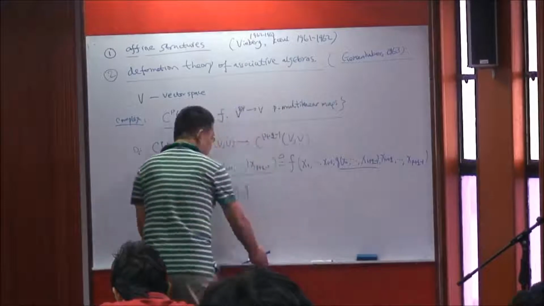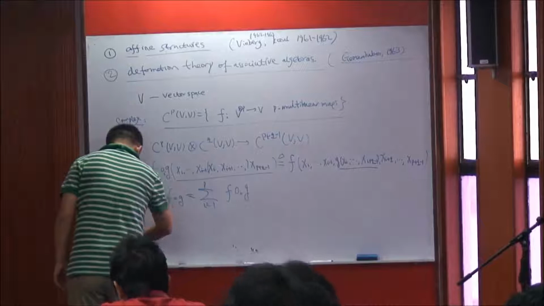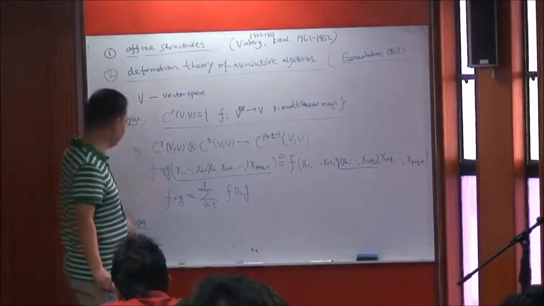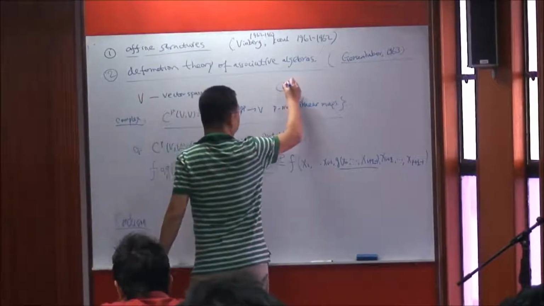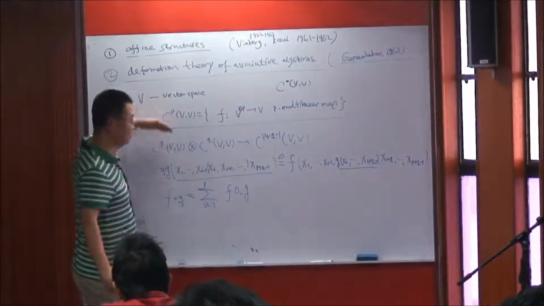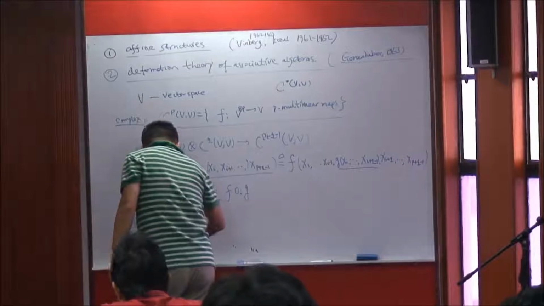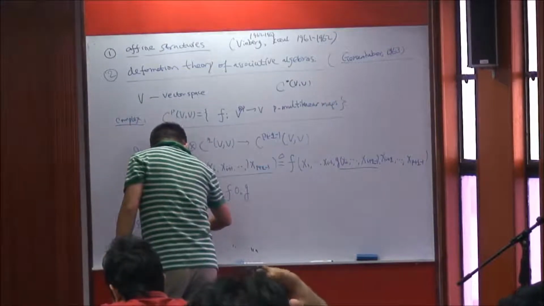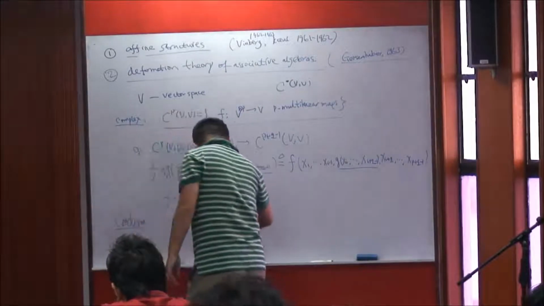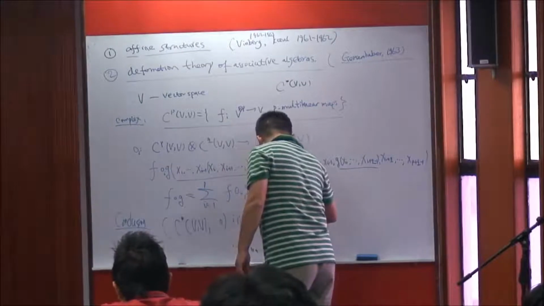Then the conclusion. So we put all of such structure together. We can define C dot (V,V), the sum from 0 to infinity. So the conclusion is that C dot (V,V) is a pre-Lie algebra with the circle product.